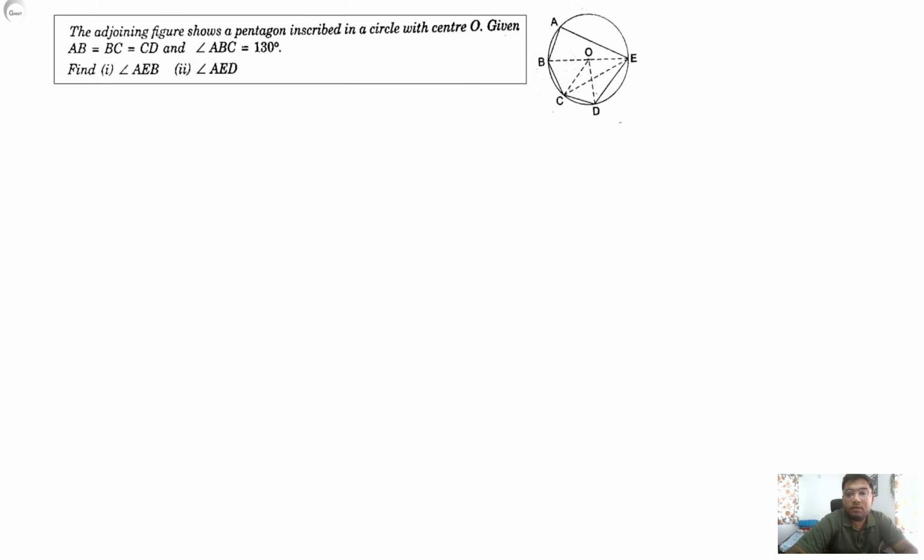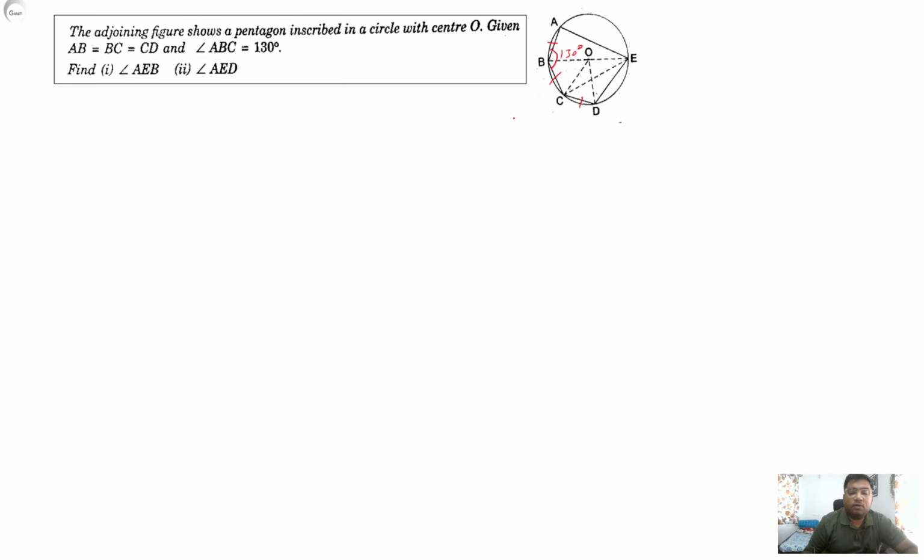All right. What do we have here? So we have a pentagon ABCDE. We also have AB, BC, and CD as equal to each other. So I'm just going to mark that on the diagram. AB, BC, and CD are equal to each other. We have angle ABC equals 130 degrees. So this whole angle is 130 degrees.